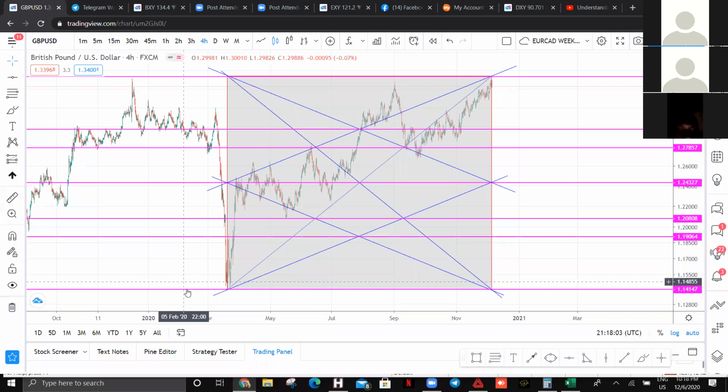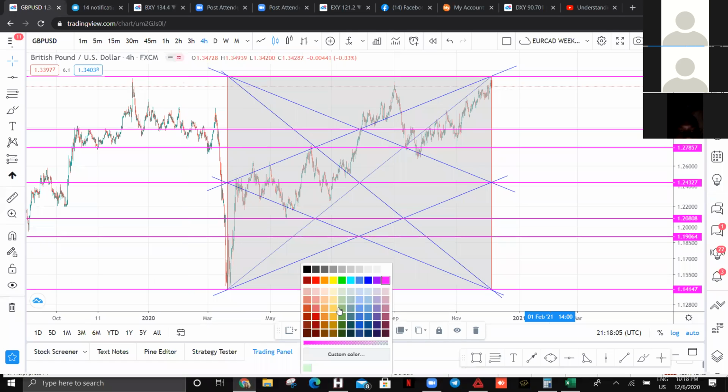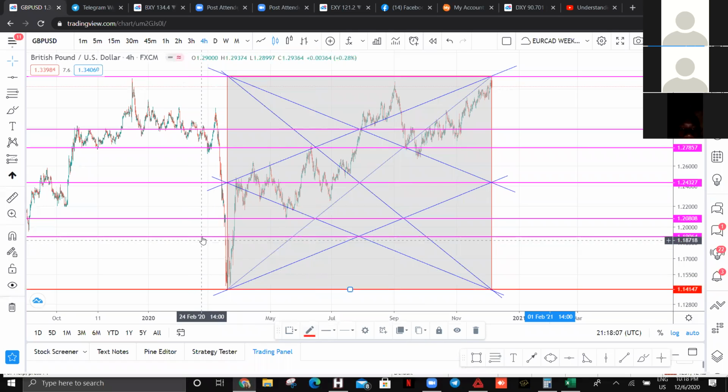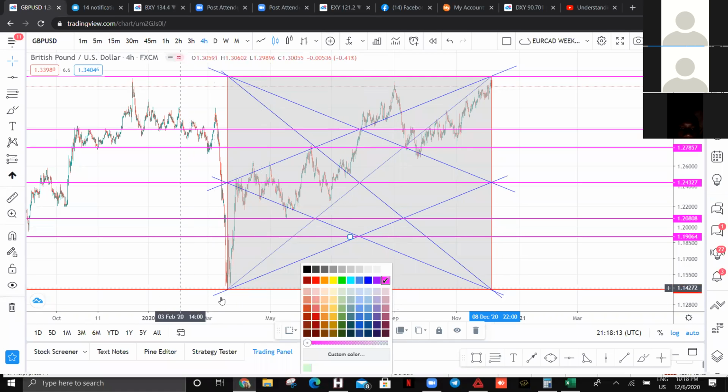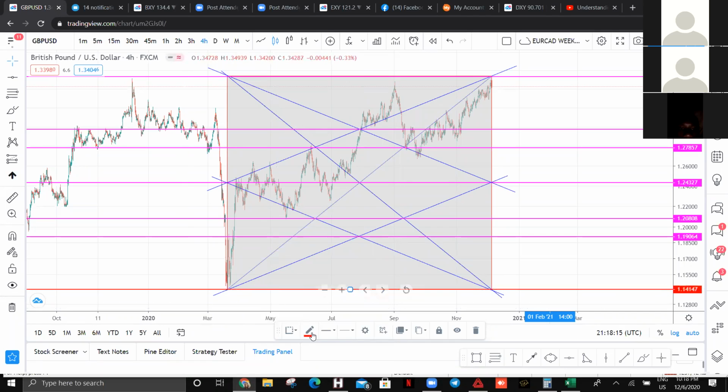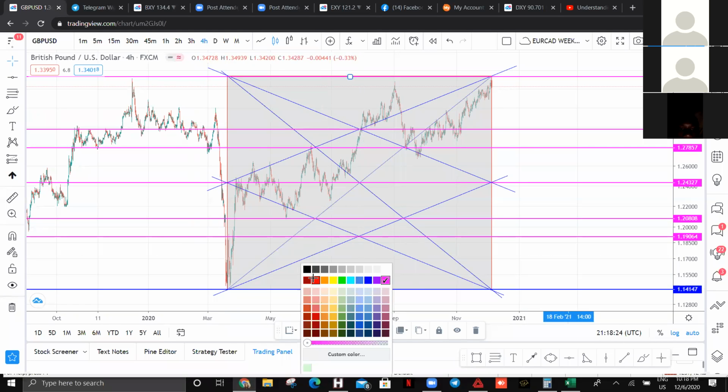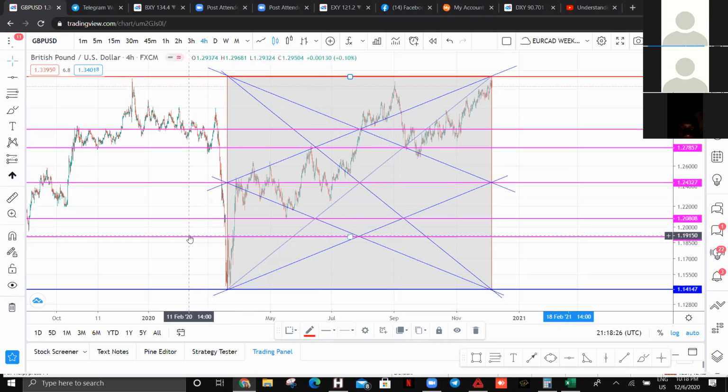Let me change this to red. One minute so you can understand. I'll change this to blue. No, sorry, let me change this to blue. And I'll change this to red. I'll just give it different colors so it won't give people color blindness. Just one minute.